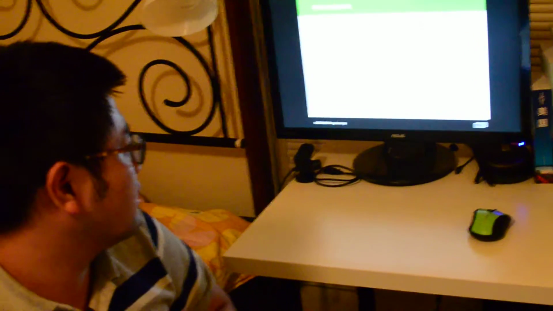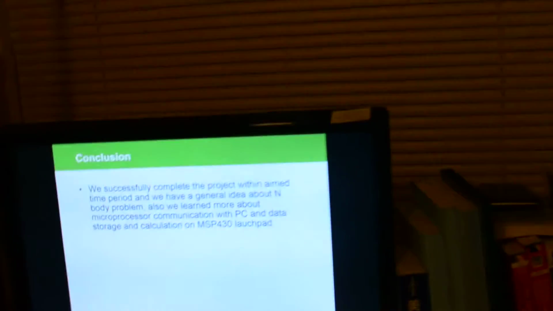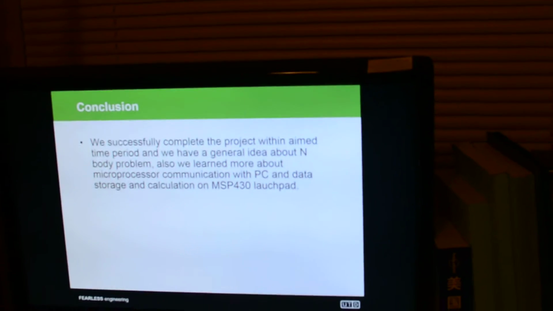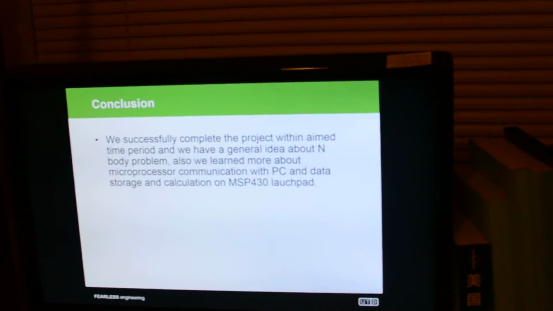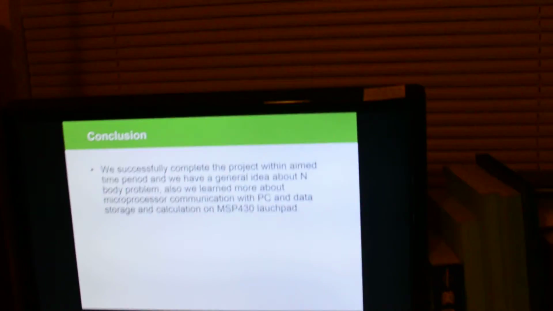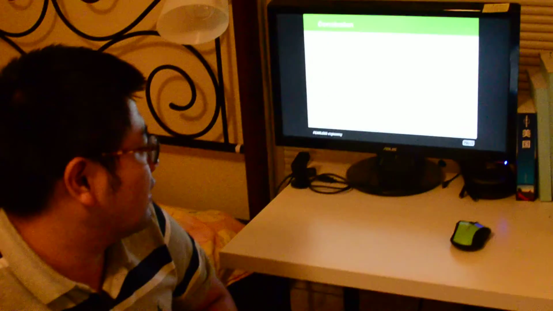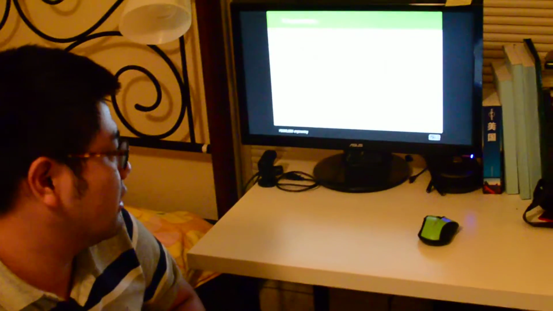And to conclude, we successfully completed the project within the time period, and we have a general idea about the n-body problem. Also, we learned more about microprocessor communication with the PC and data storage and calculation on the MSP430 Launchpad.